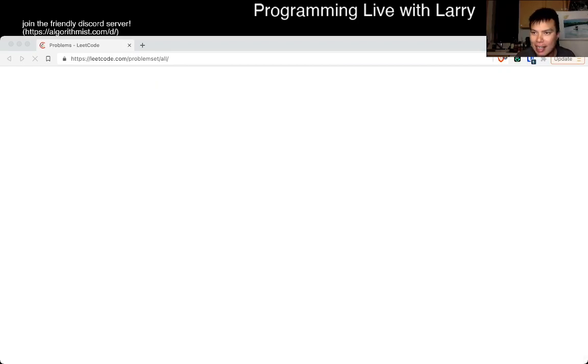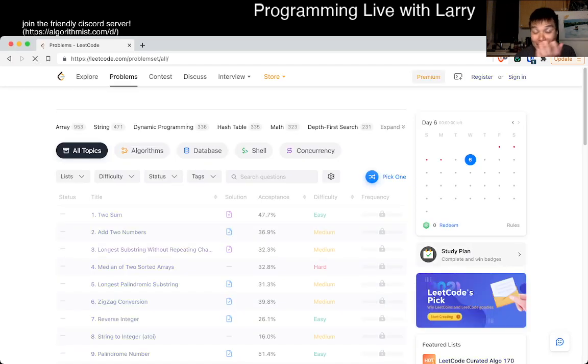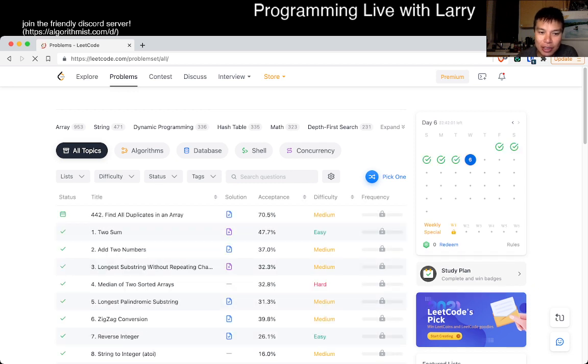This is day 6, I think. It's a little bit weird because actually it's October 5th where I am, but I guess today is day 6 of the Leetcode Daily Challenge.